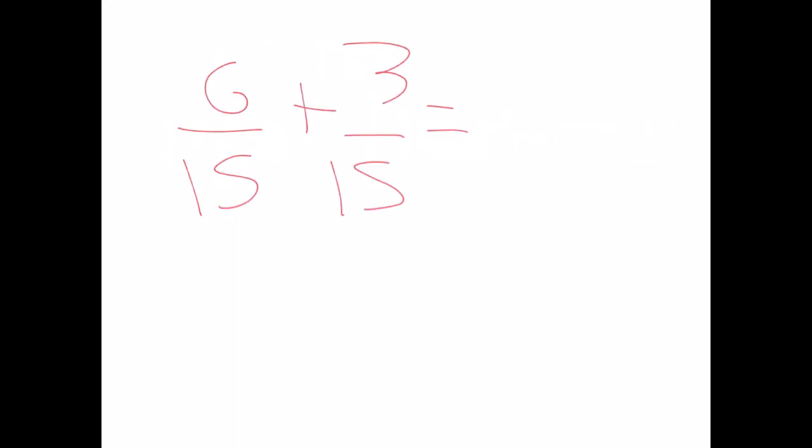Now we're going to add fractions. Since they both have the same number under 15, we don't have to find the least common multiple. So we just add 6 and 3, which is 9 over 15. And our answer is 9 over 15.